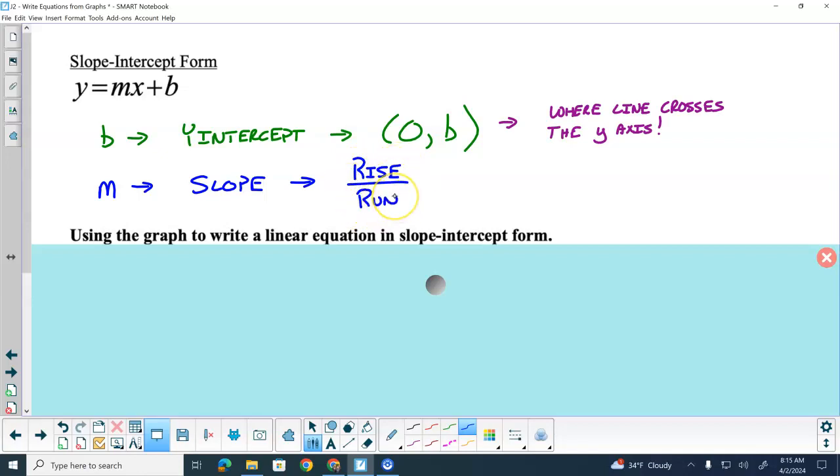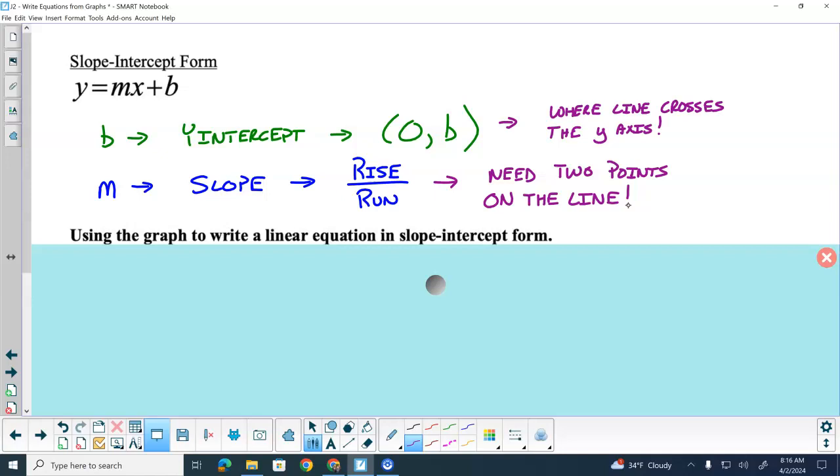Yep. And so for that one, we need 2 points. And here's the kicker. Okay? This is the big kicker. The 2 points need to be on the line. The points cannot be just 2 random points. The 2 points have to be on your line. Okay?